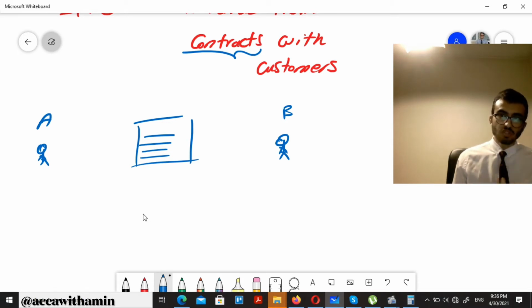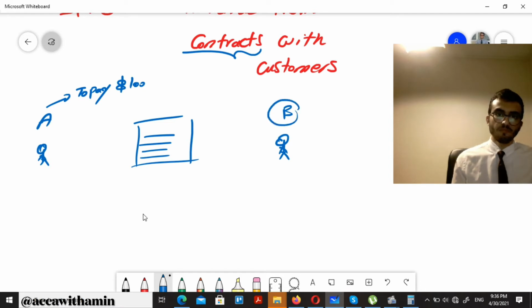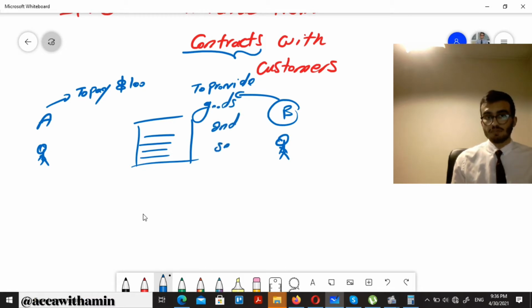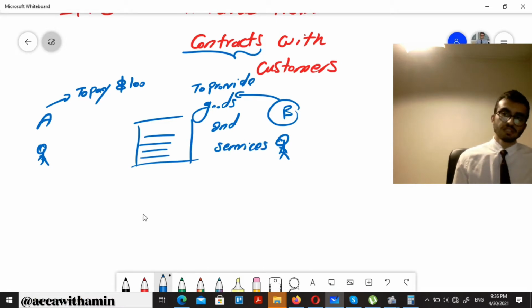So when we have made sure that we have a contract, we need to go through the context of the contract, the provisions of the contract. For example, what are the obligations of person A? To pay, for example, $100. What are the obligations of person B? For example, to provide goods and services. I made it clearly distinct and didn't just say goods or services. I mentioned them both together.